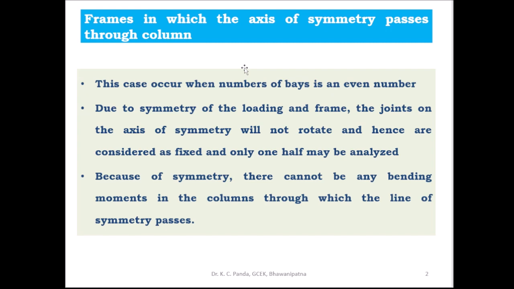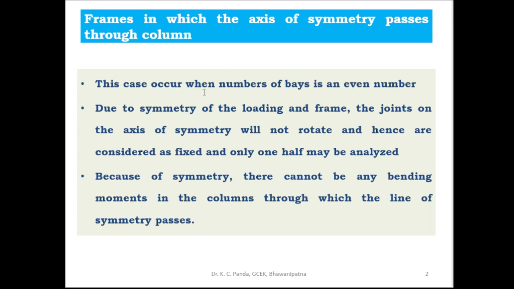There are two cases of symmetry. The first one is the line of symmetry passing through the midspan of the beams, normally encountered when the number of bays is odd. Secondly, the line of symmetry passes through the column, which normally occurs when the number of bays is even. So here we will discuss the details of the frames in which the axis of symmetry passes through the column.